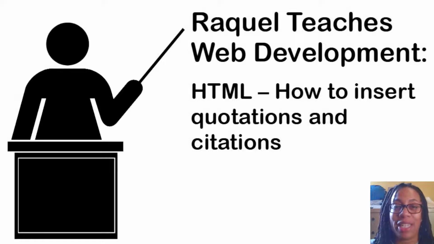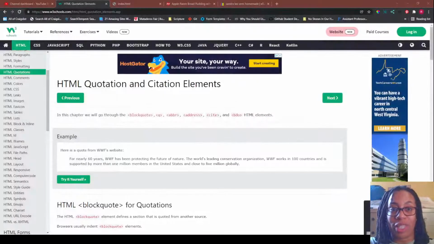Today, I'm going to be giving a lesson on how to use HTML to insert quotations and citations, okay? And it's going to be, once again, kind of based on a lesson that's available at W3 Schools. So if you take a look here at the web browser, this tutorial is going to be based on the lesson here from W3 Schools called HTML Quotation and Citation Elements.